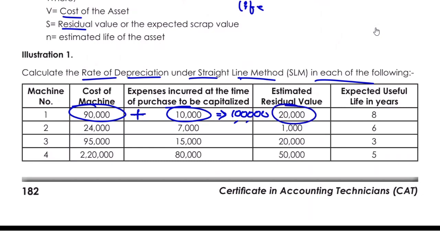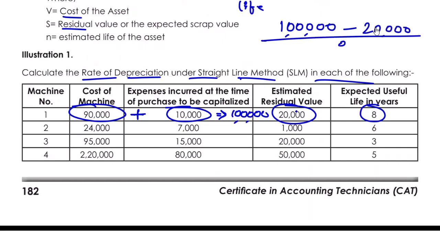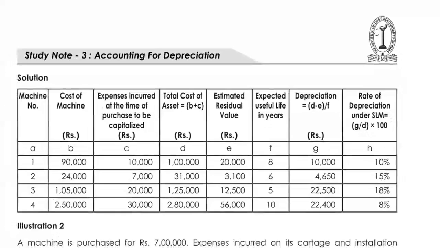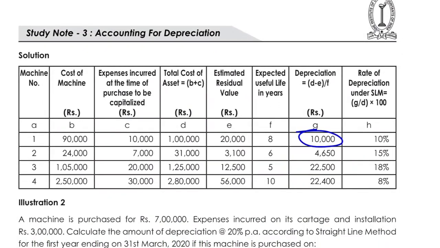It has a residual value of 20,000 and the life is 8 years. So simple calculation: 1 lakh minus the residual value, that is 20,000, divided by the 8 years. So this would be 80,000 divided by 8, which is rupees 10,000 per annum. The depreciation amount is 10,000, which we have already calculated.